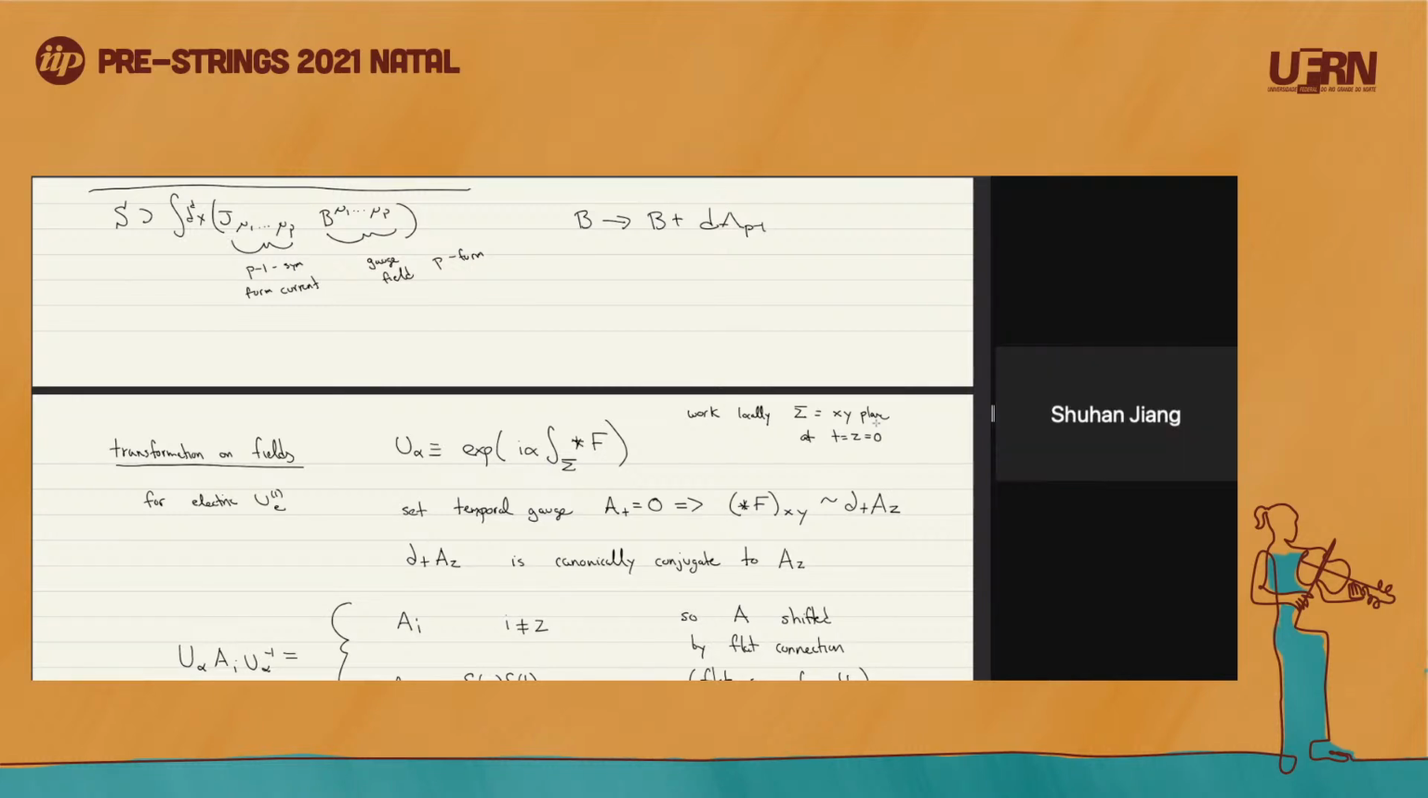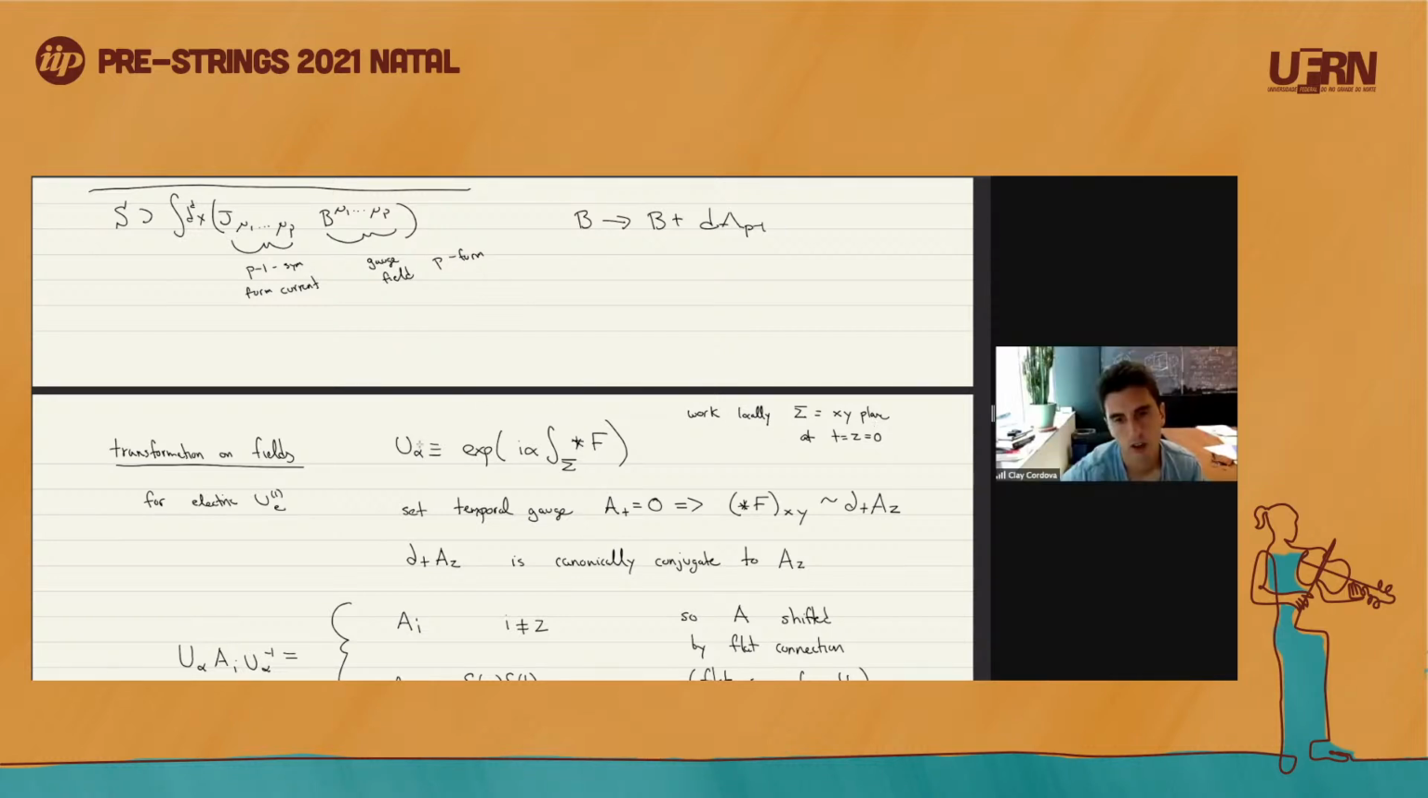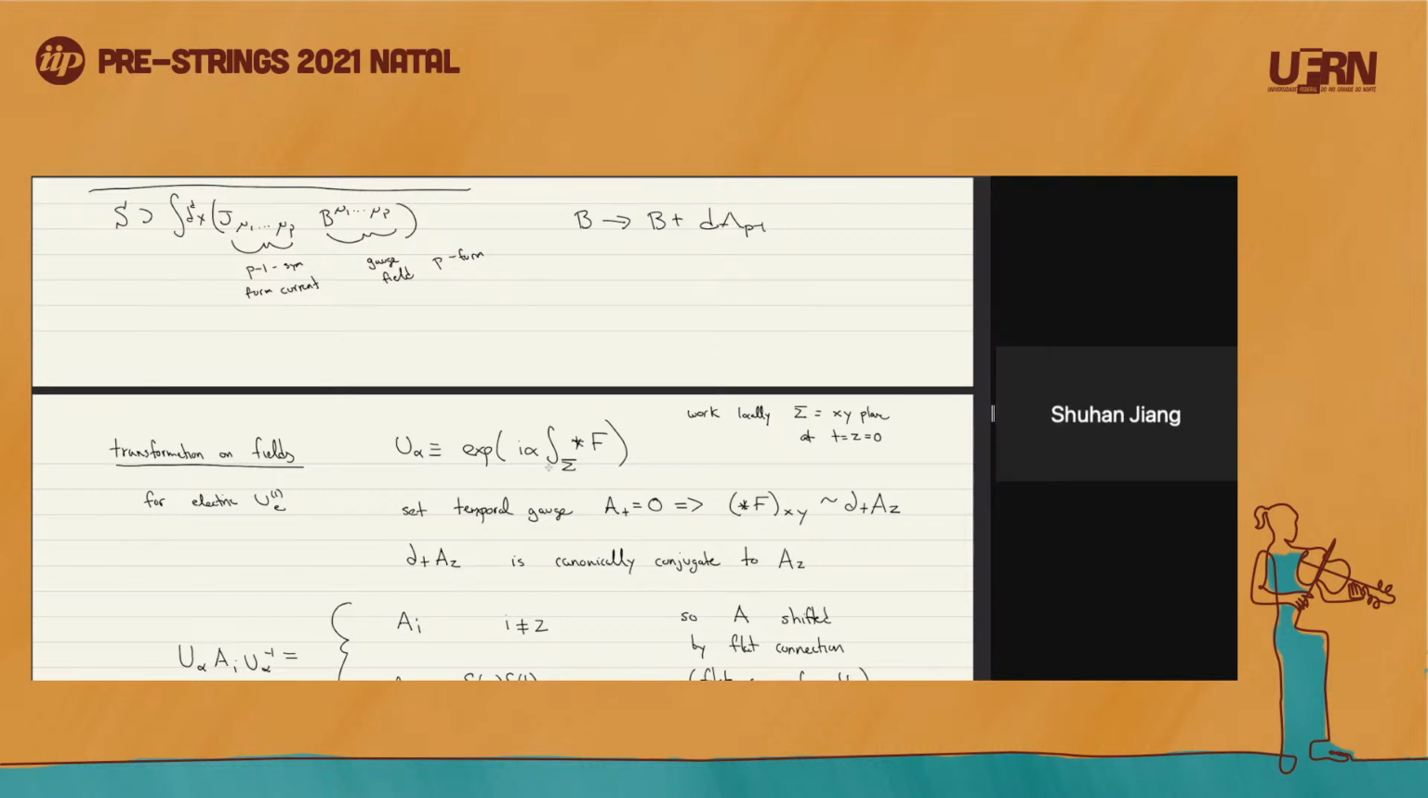Okay, and what can one say in general? Well, U alpha of sigma acts on the connection by shifting it by a flat connection, where the shift is supported just along sigma. Okay. Thank you.